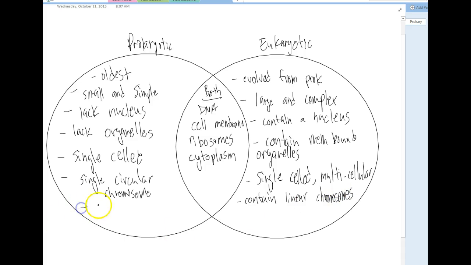Okay, so prokaryotic cells, when you think of them, think of like bacteria. Eukaryotic cells, think of plants, animals, fungi, and protists. So there you go.